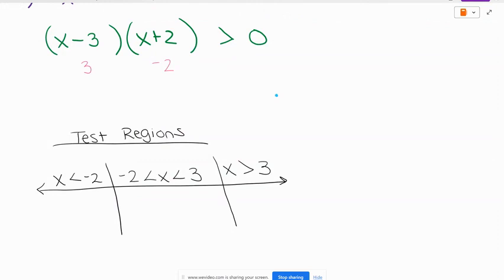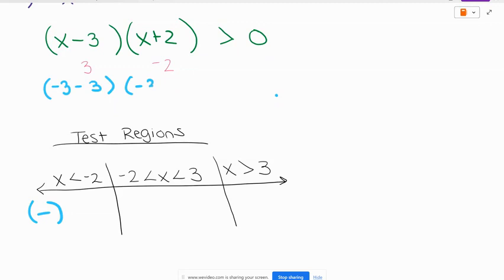Okay, so I'm going to start off by testing a number less than negative 2. Do we agree negative 3 is less than negative 2? So that's what I'm going to test. I'm going to test negative 3 minus 3. I don't care what the actual number is. All I care about is positive or negative. Negative 3 minus 3, is that positive or negative? Negative. So I'm going to put a negative here.